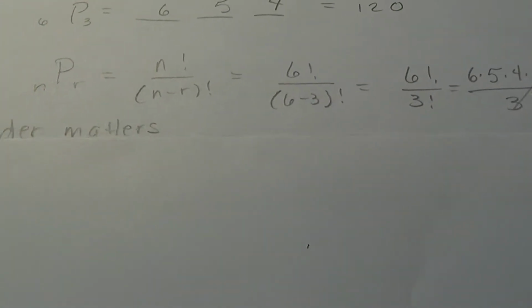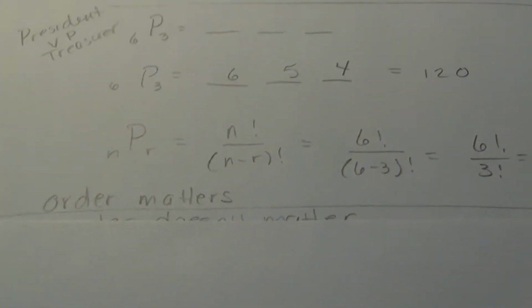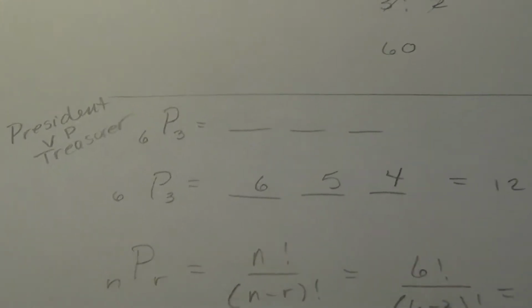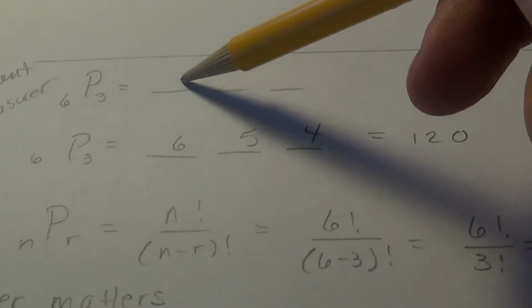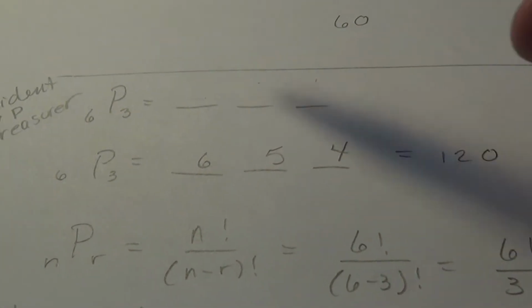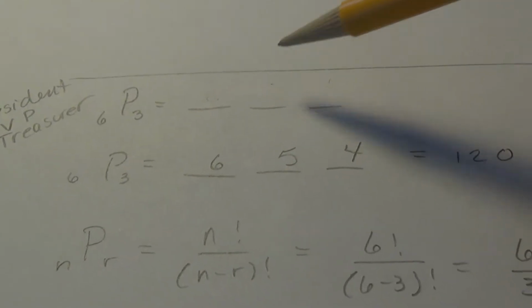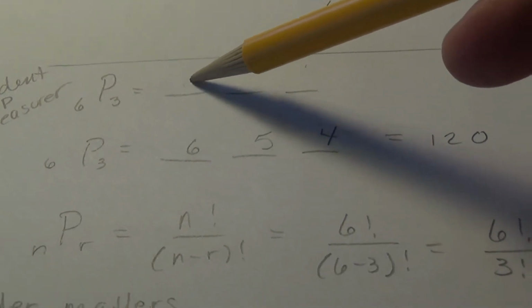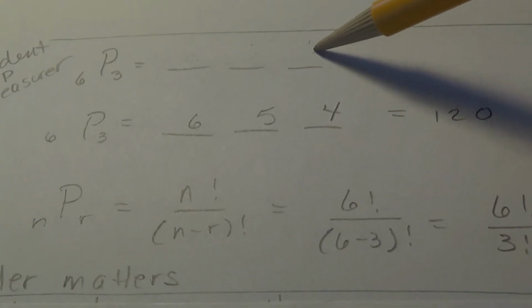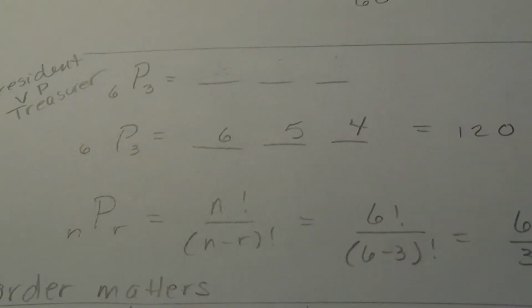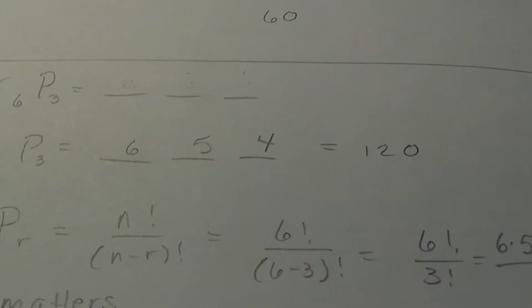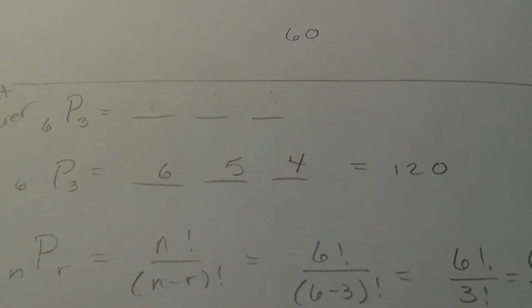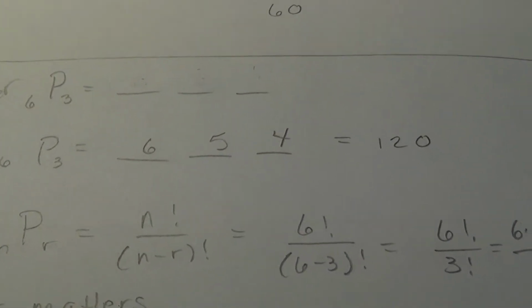What if order matters? So up here, if we had, say, this is president, vice president, treasurer. So we had Zach and Joel and Kate. Would that mean the same if I had Kate, Joel, and Zach? No, because each one has a different meaning. So the order does matter.